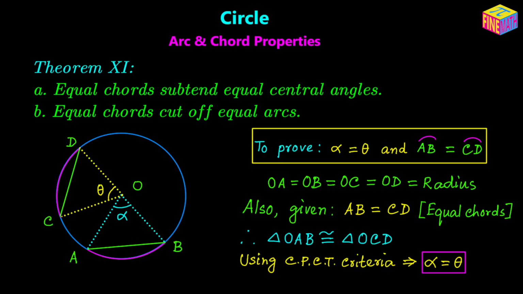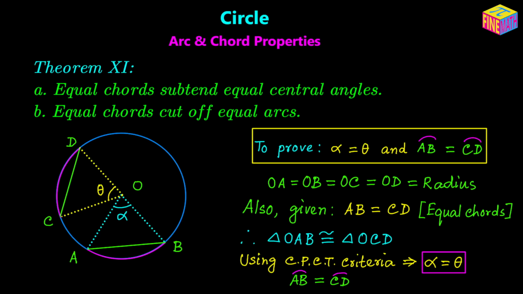Well, in a previous video, we have proved that equal arcs would subtend equal central angles. Now in this case, think about these two central angles, alpha and theta. They are actually equal. We just proved that alpha is equal to theta. So if alpha is equal to theta, that means the arcs that subtend these angles at the center will also be of equal length. That's according to the previous theorem that we have already proved in the previous video.